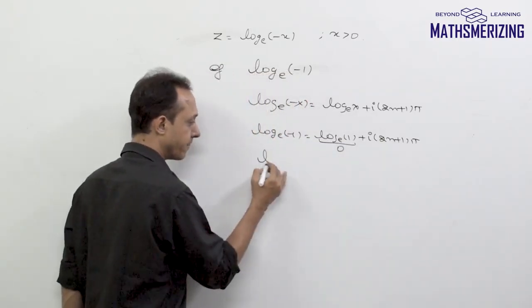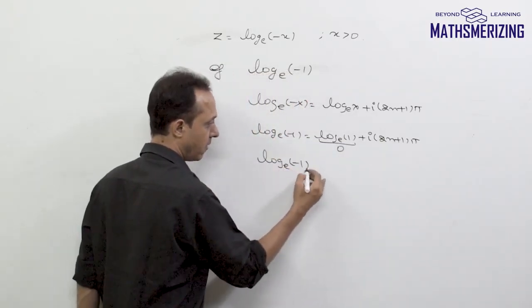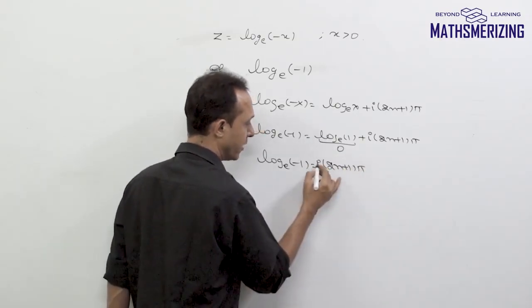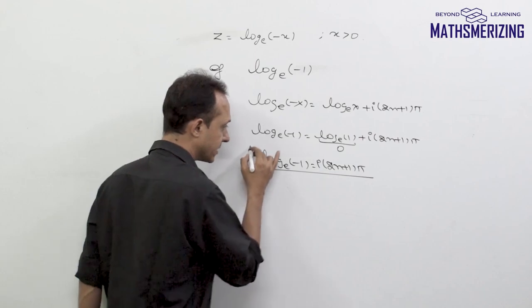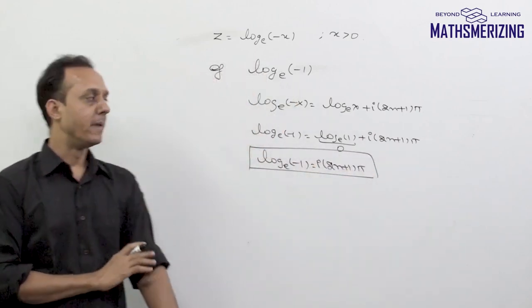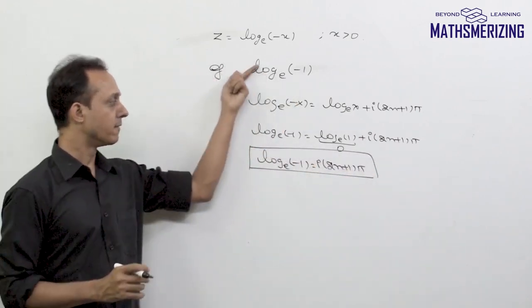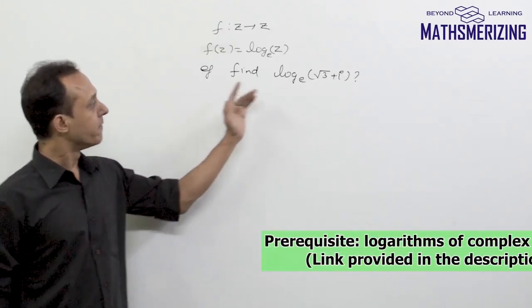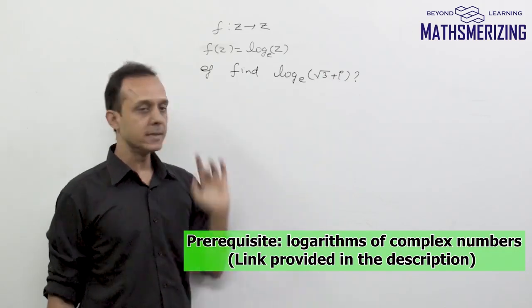So I can simply say log of minus 1 will be 2n plus 1 into pi into iota. So that is the value of log of minus 1. So we can find logarithm for any negative real numbers. Suppose the question is, we need to find log root 3 plus iota to the base e.